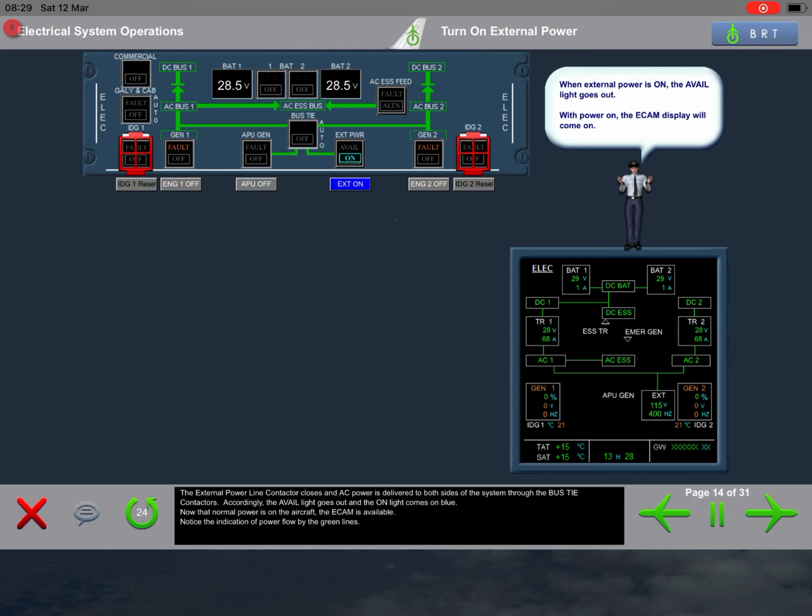The external power line contactor closes, and AC power is delivered to both sides of the system through the bus tie contactors. Accordingly, the avail light goes out and the on light comes on blue. Now that normal power is on the aircraft, the ECAM is available. Notice the indication of power flow by the green lines.